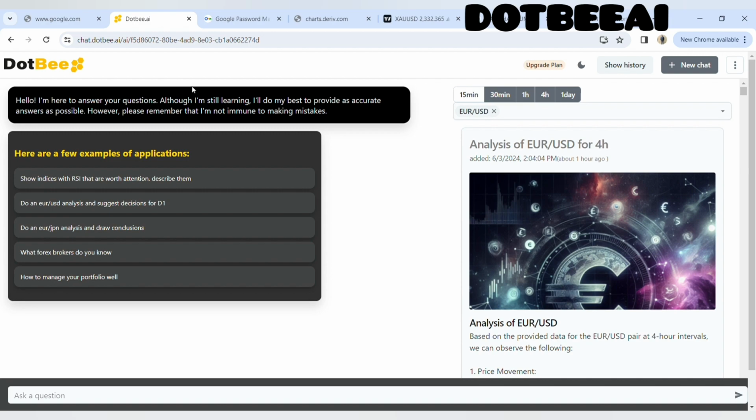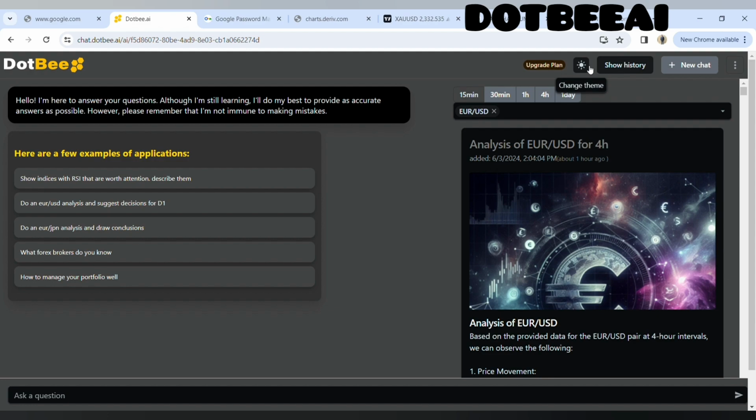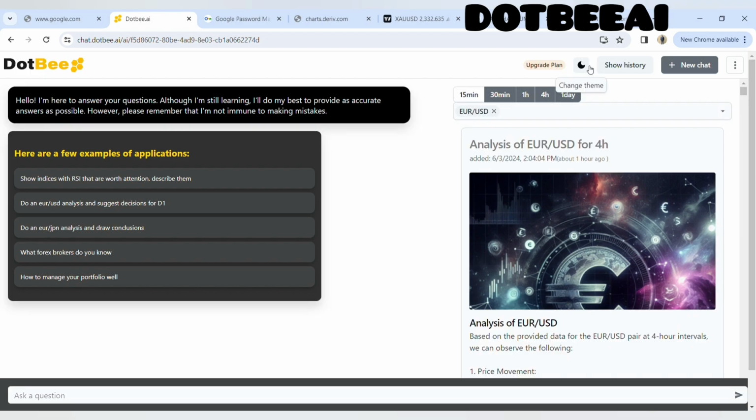So guys, as you can see on our right hand side, there is the analysis for Euro USD on 4-hour time frame. You can actually change the time frame if you want 30 minutes, if you want 1 hour. Each and every time frame is there. If you want dark mode also, there is this interesting feature. You can actually switch to dark mode. So guys, on the left hand side, this is where you ask your questions.